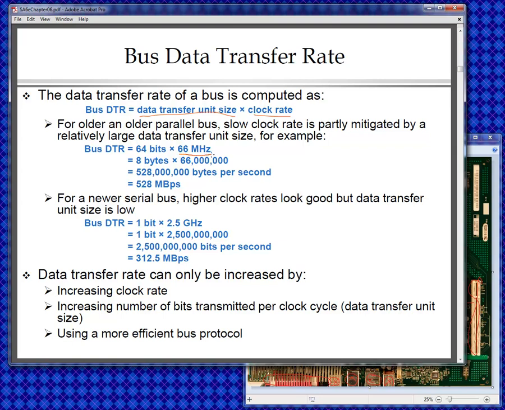So for an older parallel bus, you've typically got a slow clock rate. 66 megahertz was the max for PCI-X, as we discussed, but you've got a fairly wide data path, typically 32 or 64 bits. So let's say you had one of those latest and greatest PC workstations based on the PCI-X standard, and you had a 66 megahertz bus that was 64 bits wide. 64 bits, 8 bits per byte, that works out to 8 bytes times 66 million. That works out to exactly 528 megabytes per second.